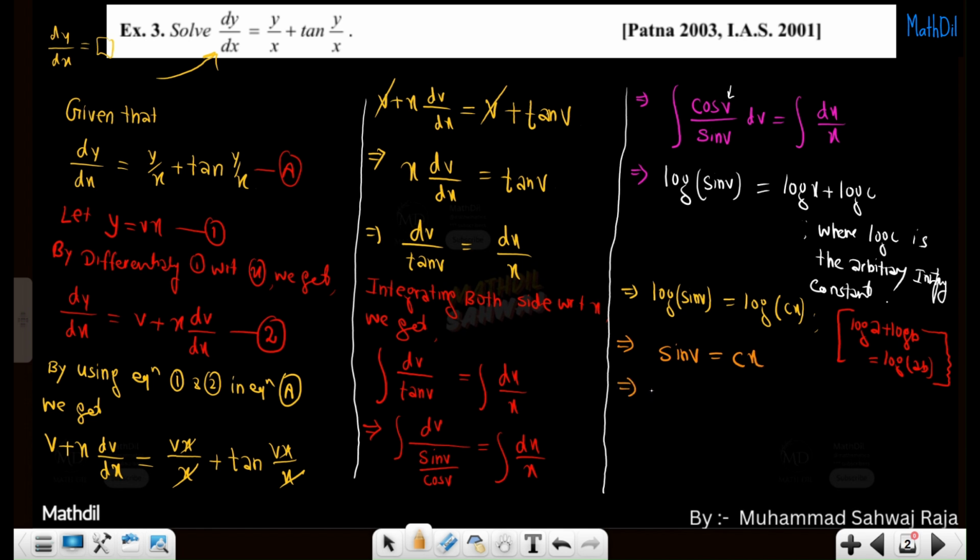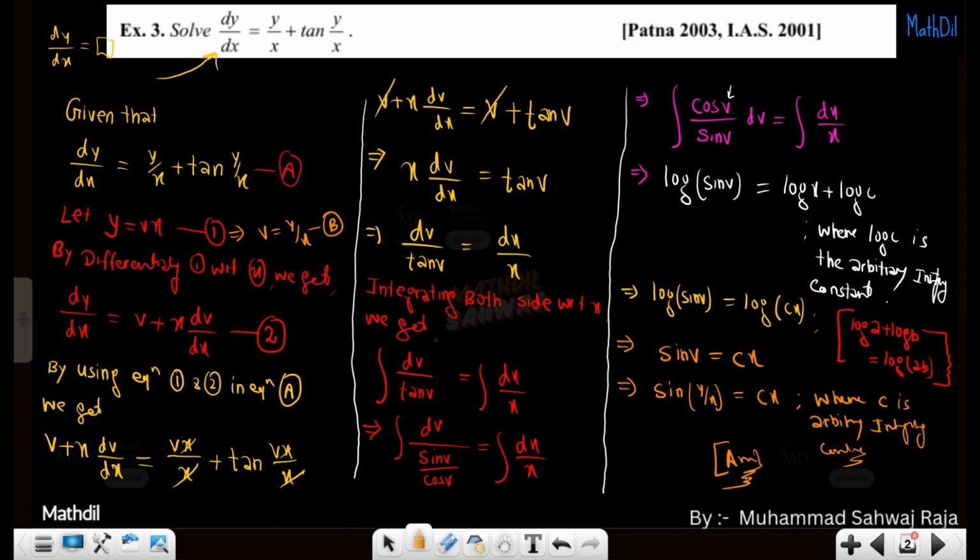And students, see, still this is not the result. Why? Because here is v. What is v? We will get it from this equation. It will imply v equals y by x. Let it be equation b. So put it here. It will be sin of y by x equals cx, where c is my arbitrary integrating constant, and which is my required answer. So students, this is the solution of this problem.